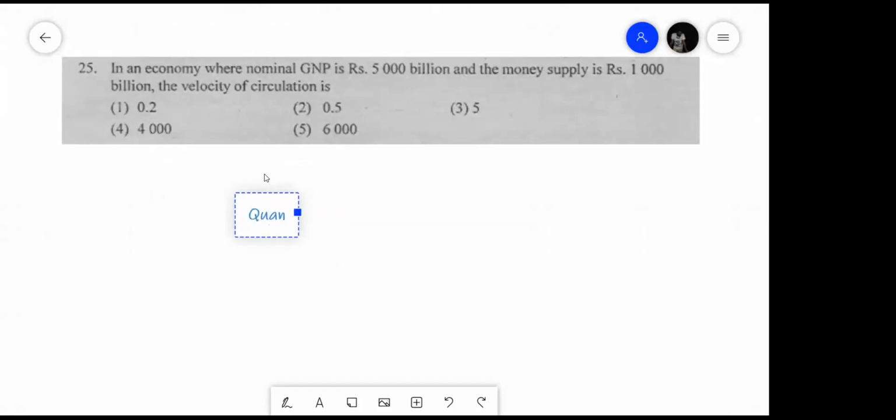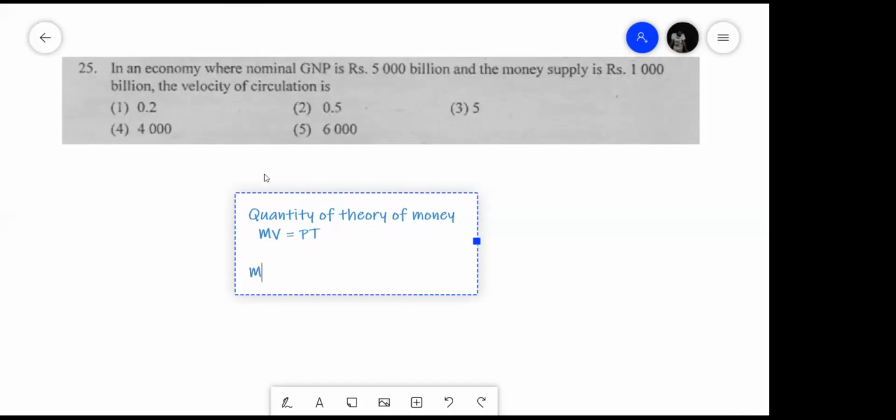It's called the quantity theory of money. But this is connected to the next unit, guys. You can even learn it in this unit, fine. So the quantity theory of money says MV equals PT. Now, what is M, what is V? As you remember, M is money supply. V is velocity of circulation. P is price level, remember this.